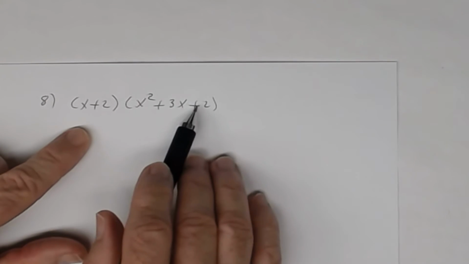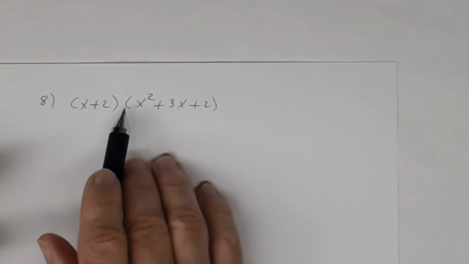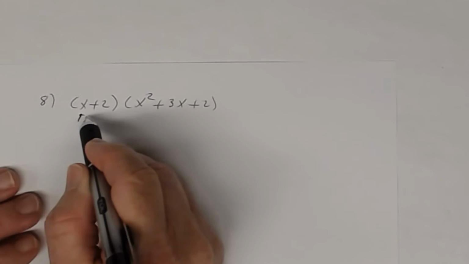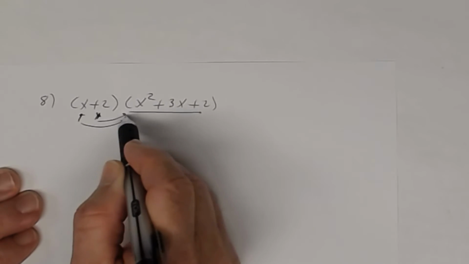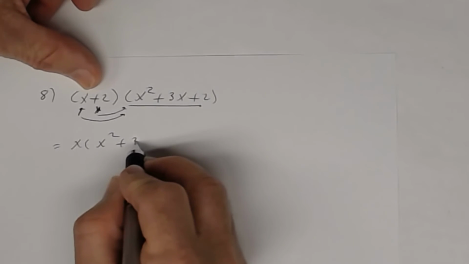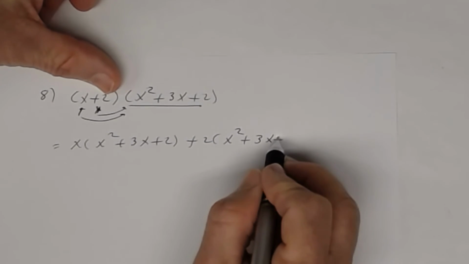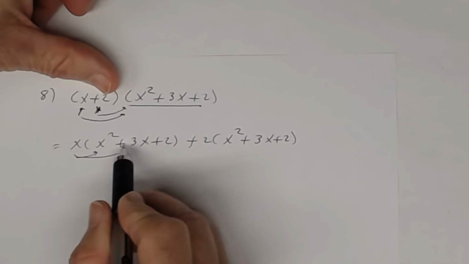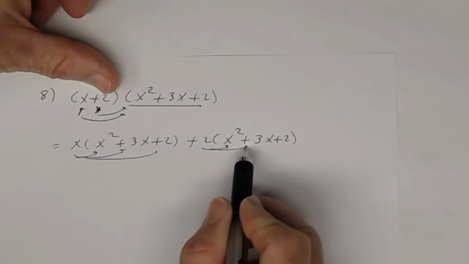So be careful because this is a trinomial times a binomial, so you cannot use FOIL here. So you are going to have to resort to what we did here. So you're going to take each term in this first polynomial and you're going to multiply by that second polynomial. So you're going to say x times that second polynomial, okay, plus 2 times that second polynomial. All right, and then you're going to distribute. So every term, and there are 3 terms here, you'll multiply by x. Every term in here, there are 3 terms, you'll multiply by 2.